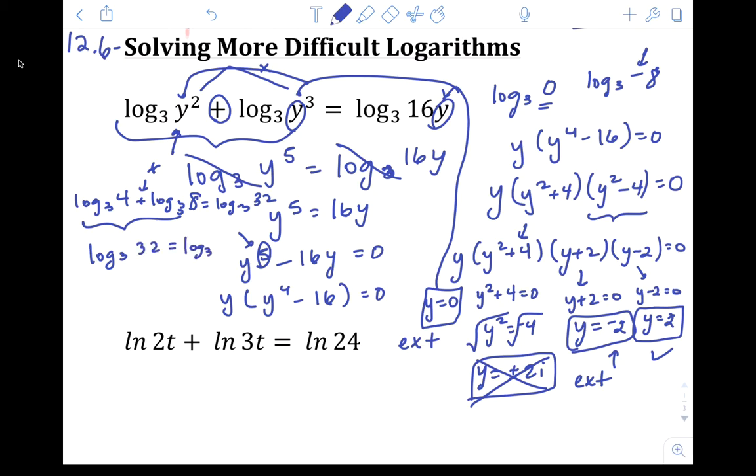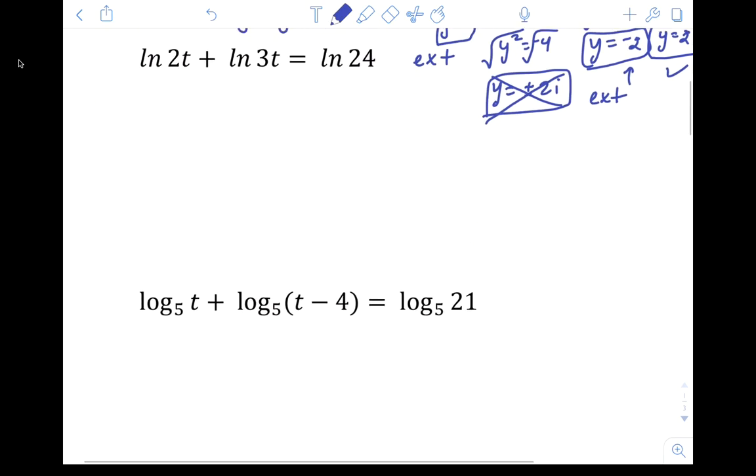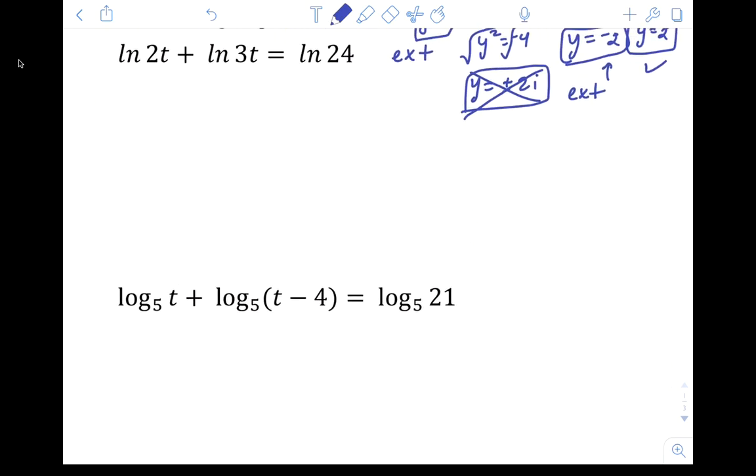Is log base 3 of 32 equal to the right side, log base 3 of 32? Yes, it is. So positive 2 works. Everything else, not worth your time. But you didn't know that until you actually grappled with it and did all the math to get there. I get that it's tough. Not impossible, but tough. So, what about this guy?